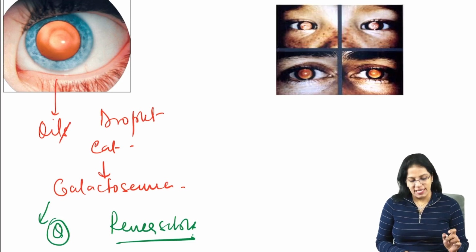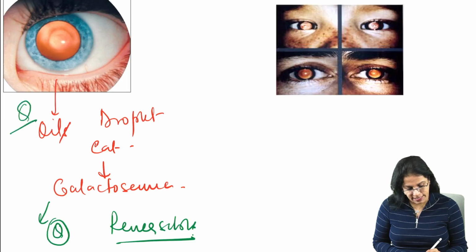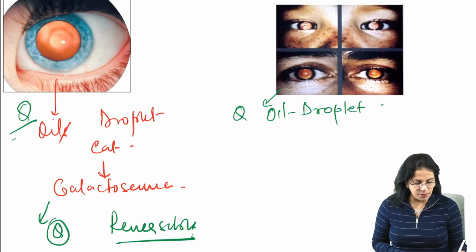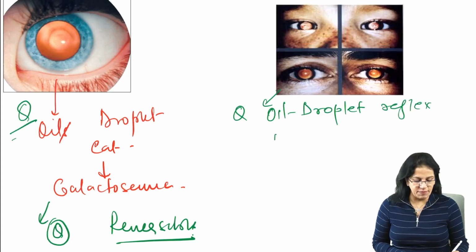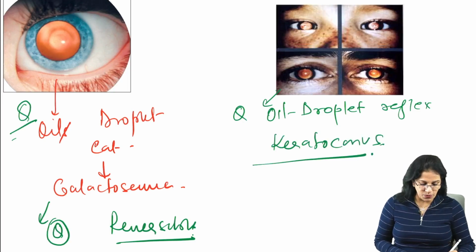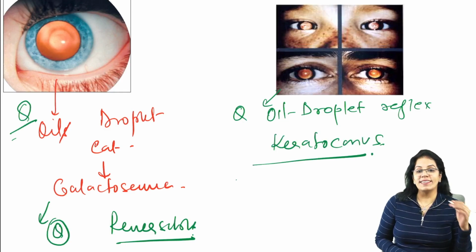Okay. So this is oil droplet cataract, another question. And this is also a question, oil droplet reflex. Now all the oils are covered. What is oil droplet reflex? It is seen in patients of keratoconus. What is keratoconus? Conical protrusion of cornea. At the base of the cone, you see this. How do we see it?